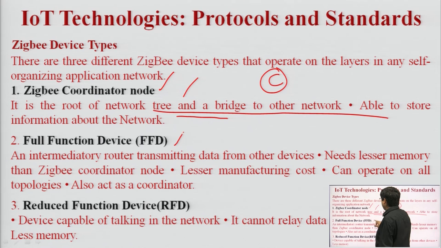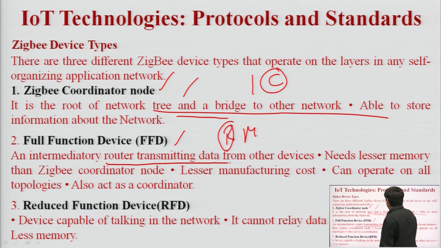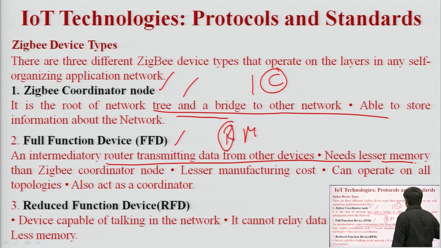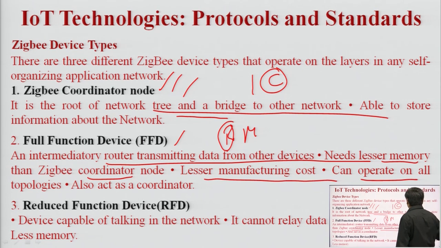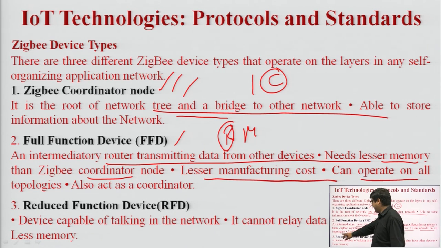We have a full function device. Here we are talking about the routers. There are many routers here. One coordinator was there, and it is basically routing that information. So it needs less memory than the Zigbee coordinator. The Zigbee coordinator needs more memory, and it has a lower manufacturing cost and operates on all topologies like mesh and star. It can work on all topologies, and also acts as a coordinator.